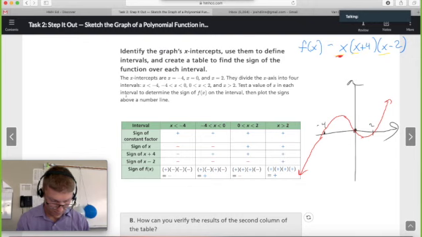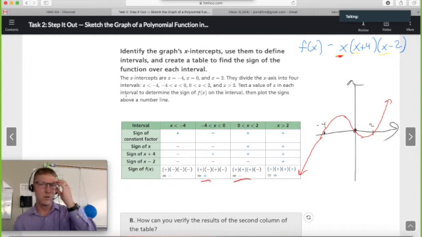Now, of course, I'm sure that we'll have an example like this later on, but if this was positive here and then this one was positive as well, then we would have a tangent as opposed to a crossing of the x-axis.